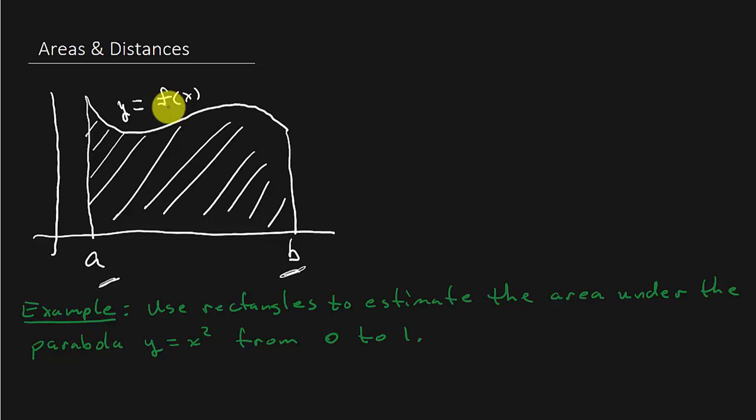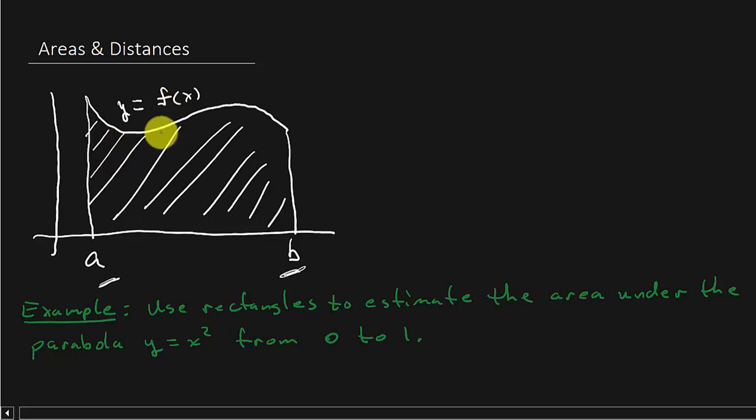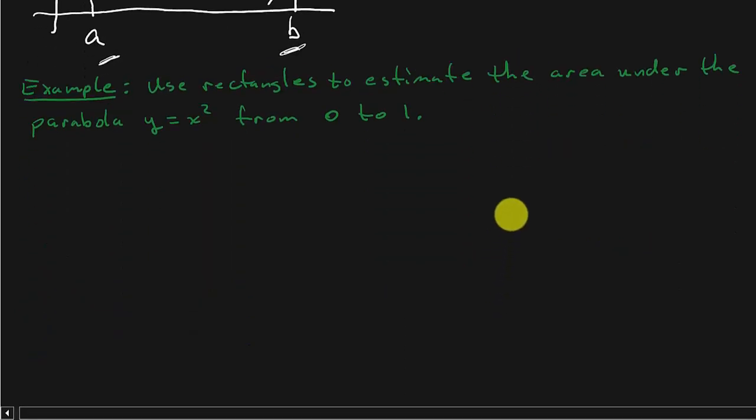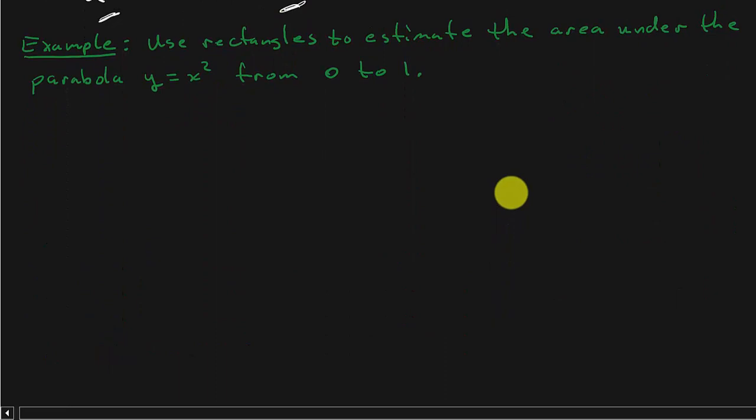Well, the way we're going to start out doing this is we're going to break this area up into rectangles. And we're going to find the area of each rectangle and then sum those areas up. So let's look at an example. We have an example here. It says use rectangles to estimate the area under the parabola y equals x squared from 0 to 1.